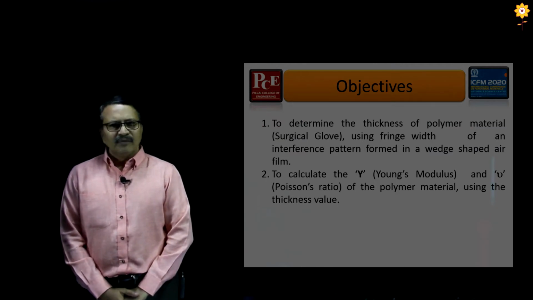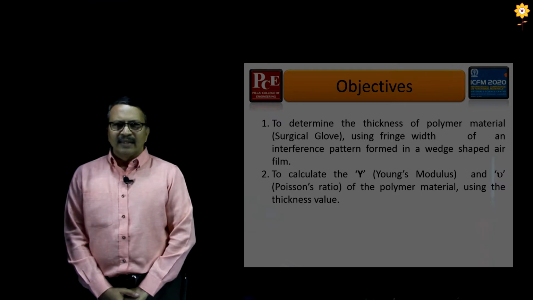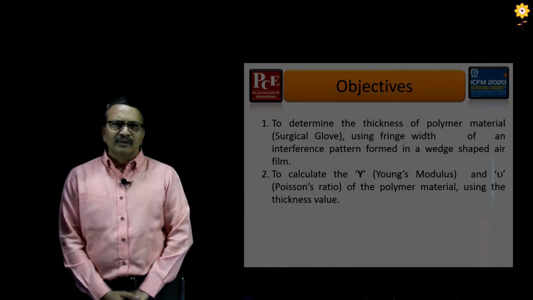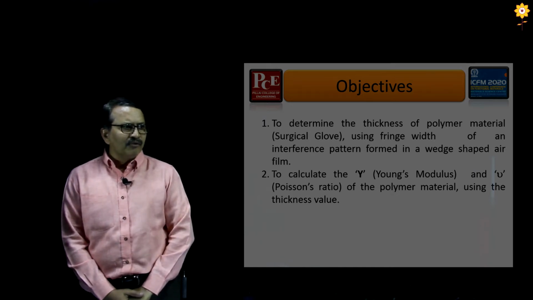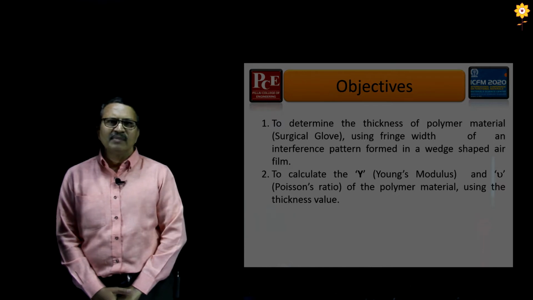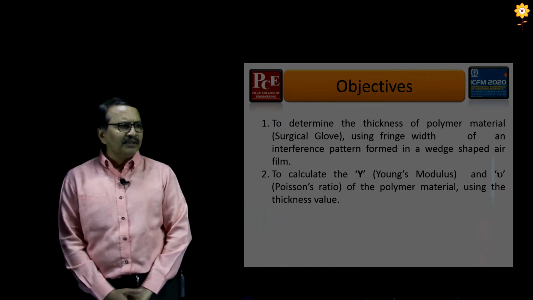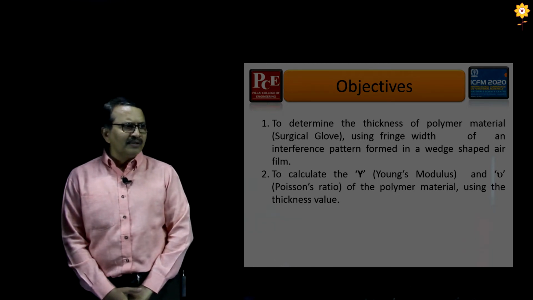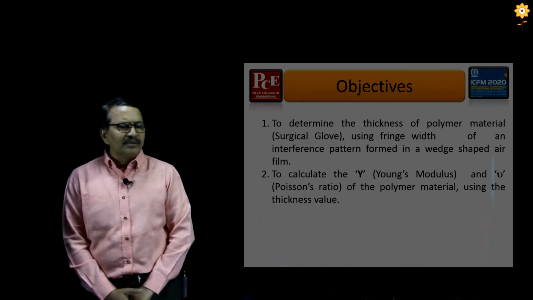First of all, let us start with the objectives. The objectives of this particular study are to determine the thickness of the polymer material, that is the surgical glove, using the fringe width of an interference pattern formed in a wedge-shaped air film. That is basically we are dealing with an optical interferometer. And the second objective is we are using these values to calculate the Young's modulus and the Poisson's ratio of the polymer material using the thickness value.